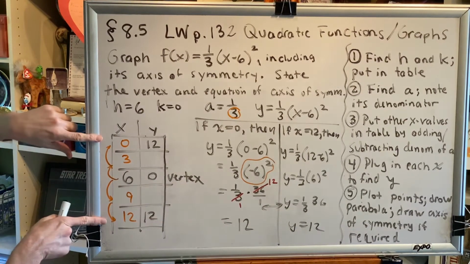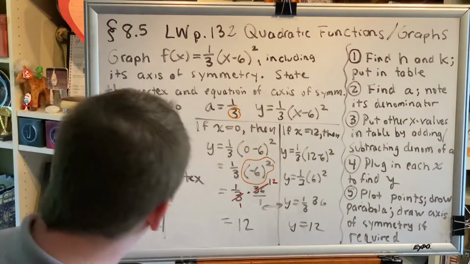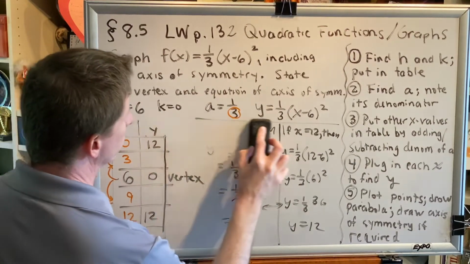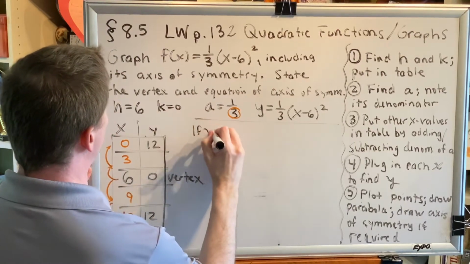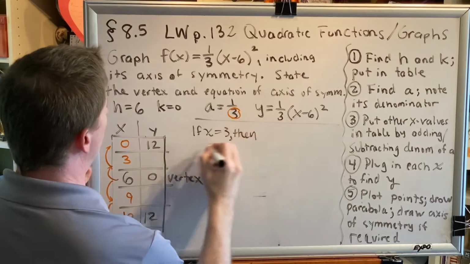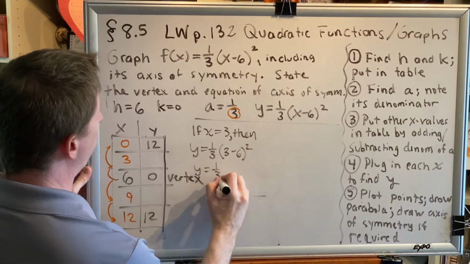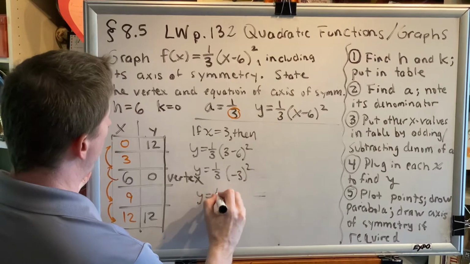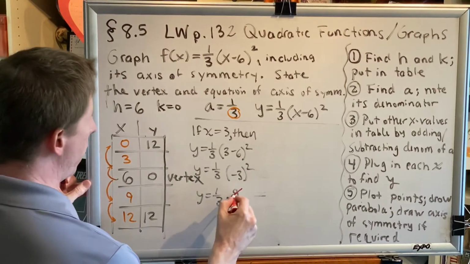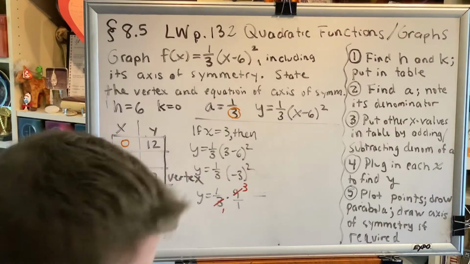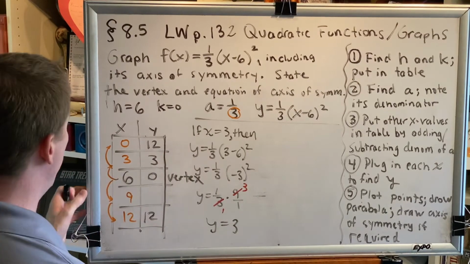Now, will this always be true? The answer is yes, because a parabola has symmetry. Let's continue on, and we're going to see that it's also true when we use the values 3 and 9 for x. If x equals 3, then y equals 1/3 (3 minus 6) squared. Y equals 1/3 times negative 3 squared. Y equals 1/3 times 9. 9 is the same as 9 over 1. 9 divided by 3 is 3, which can be written as 3 over 1. Anything times 1 is itself, and 3 divided by 1 is itself, so I get y equals 3. Now we'll try 9.